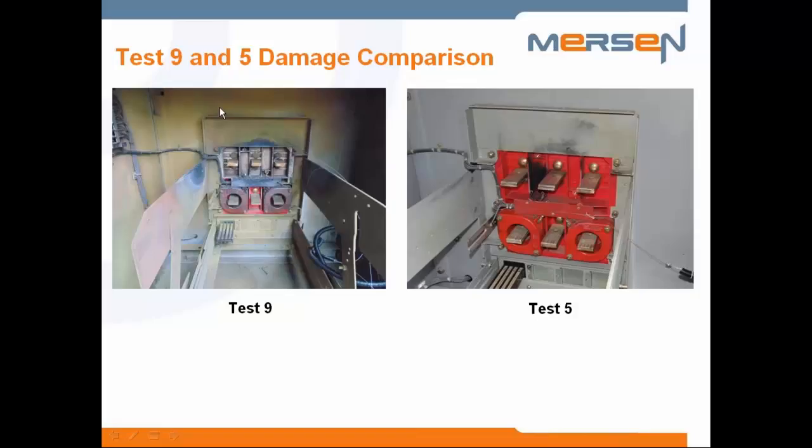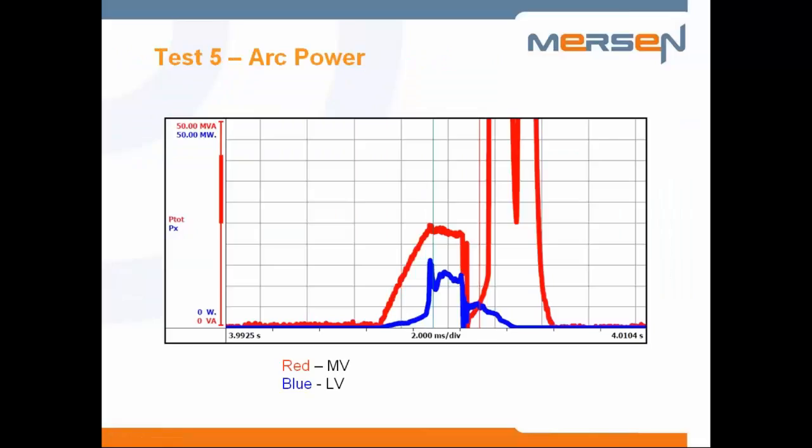On the left, with a 450 millisecond clearing time, this equipment is virtually destroyed and would need to be replaced completely. One more thing to look at is the arcing power. We measured it both on the low voltage side and the medium voltage side. If you look at the blue, this is the power delivered to the arc on the grounding switch, and you see it hits a peak of about 15 megawatts, and then collapses very quickly where the grounding switch closed.